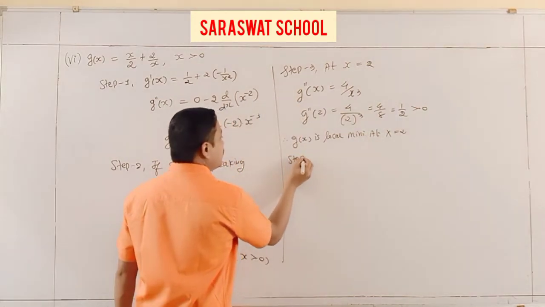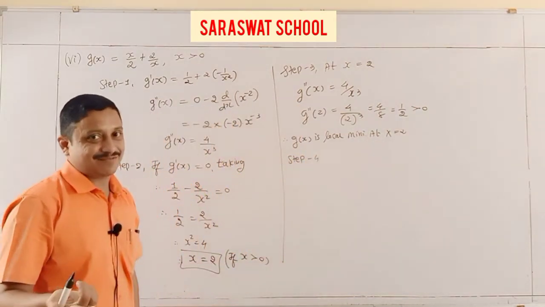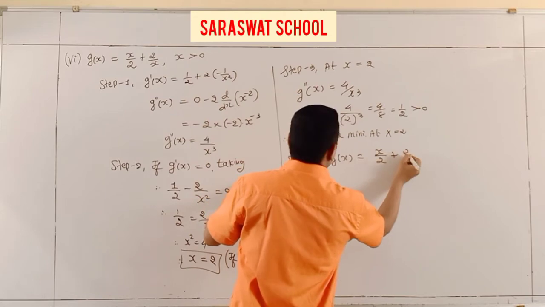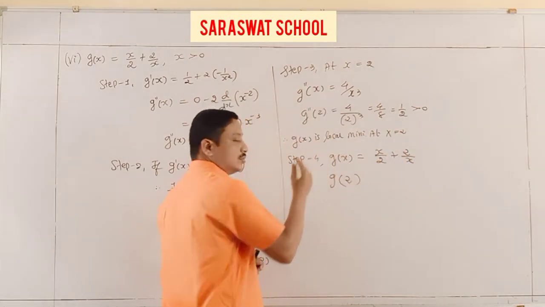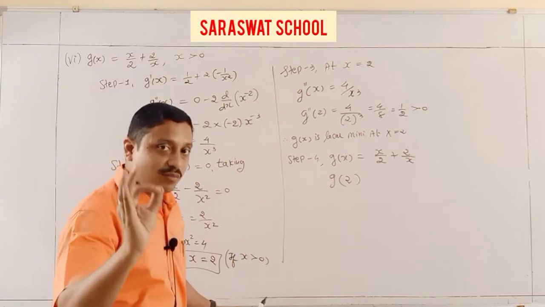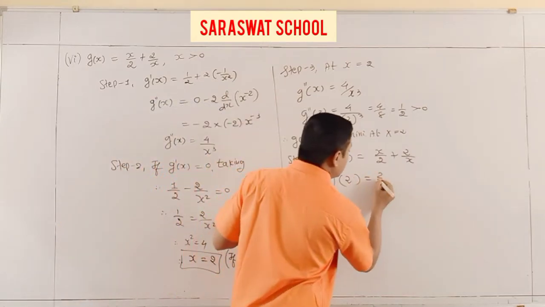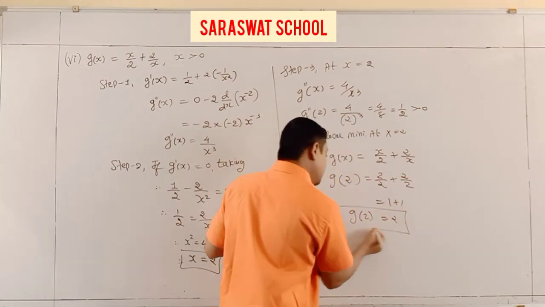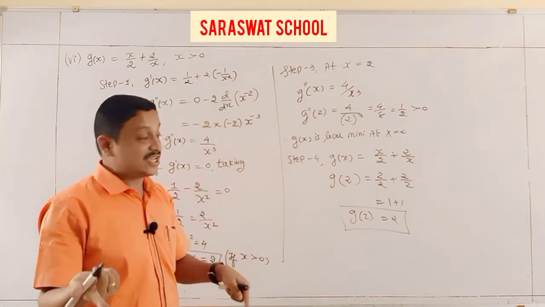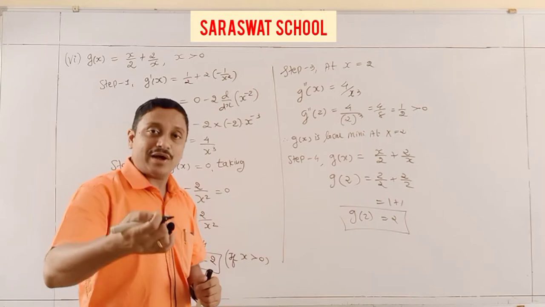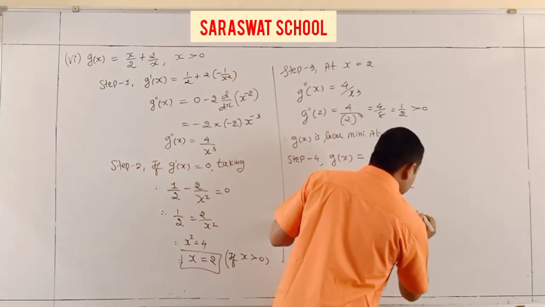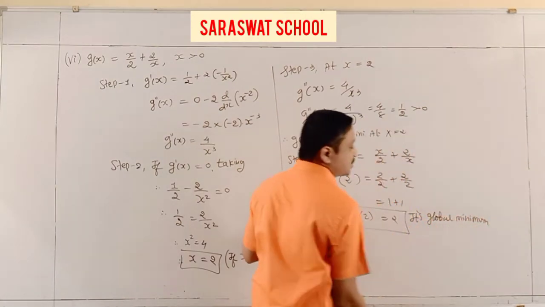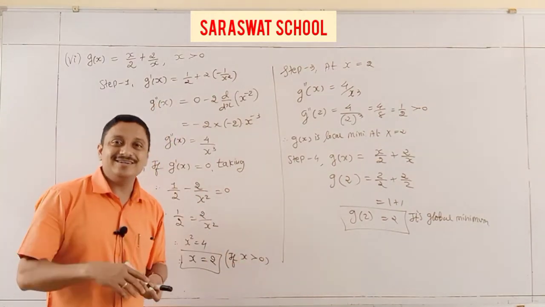And last, going to my step 4, which is very simple. Apply g(x), which is x by 2 plus 2 by x, and put in the value 2, because you already defined the local value. g(2) is 2 by 2 plus 2 by 2, so my answer is 2. That's your local minimum after checking. After that, it is also our global minimum, and that is also simple over here, students. That was question number 6.